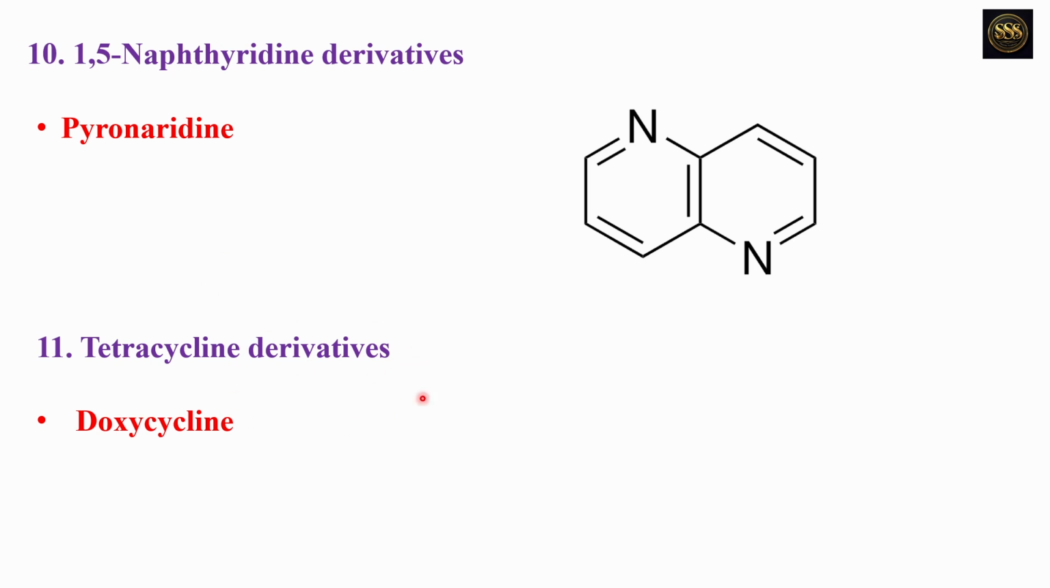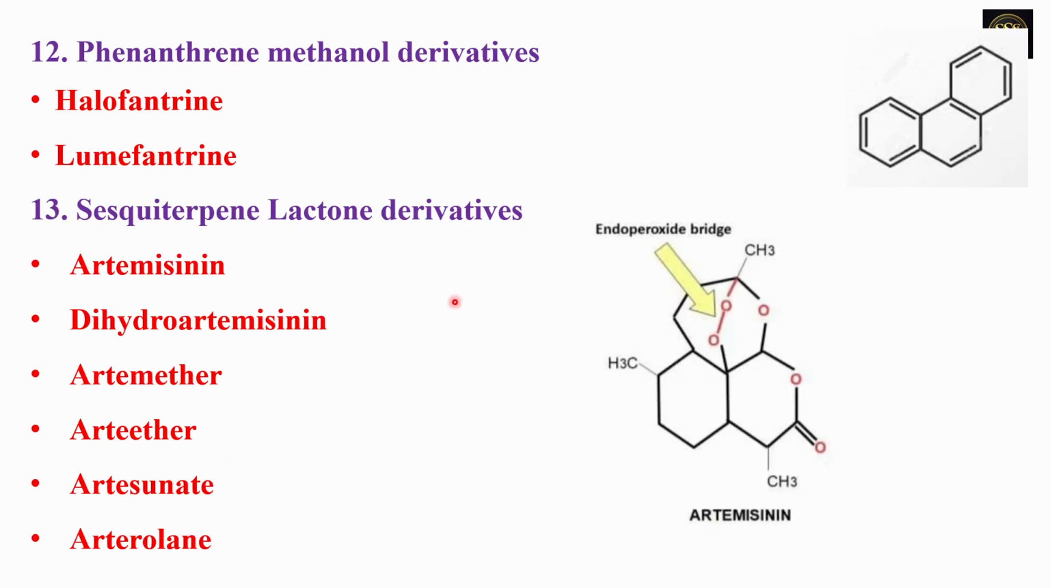Then tetracycline derivatives, which mainly include doxycycline. So the type of tetracycline derivative which possesses antimalarial activity is doxycycline. Right. So next is your phenanthrene methanol derivatives. You can see this is a phenanthrene ring system, and phenanthrene methanol derivatives include halofantrine and lumefantrine. Okay, halofantrine and lumefantrine. Then sesquiterpene lactone derivatives.